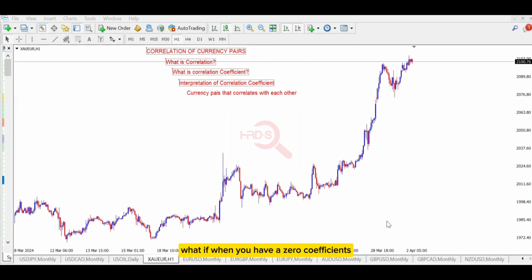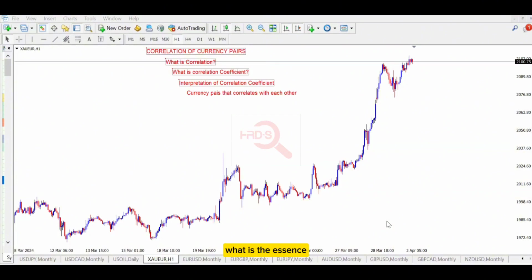What about when you have a zero coefficient, that is, there is no relationship at all? It means that those two currency pairs will most likely move in a random manner. This one can be going up, this can be going down, or they can both move together, or just anything can happen with that currency pair at any time.